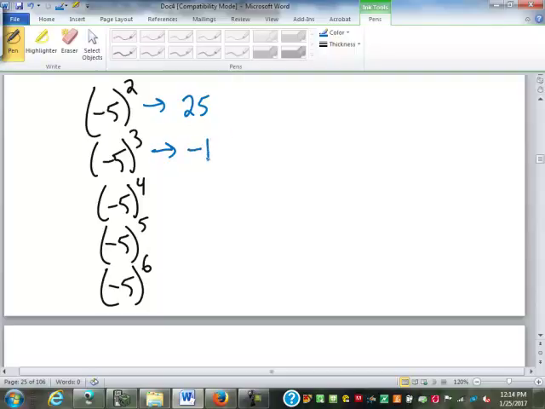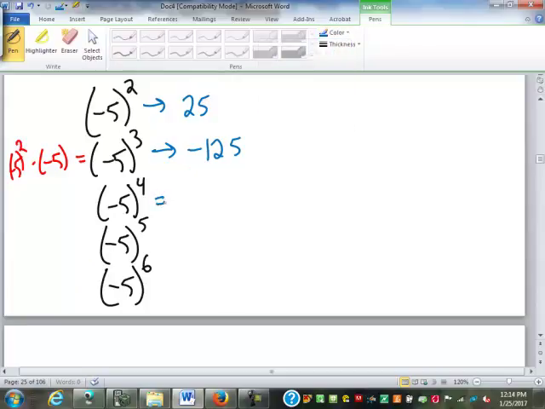Negative, you got it, negative 125. Think of it this way. All I'm really doing there is taking negative 5 squared times another negative 5. Well, positive times a negative better give me a negative.